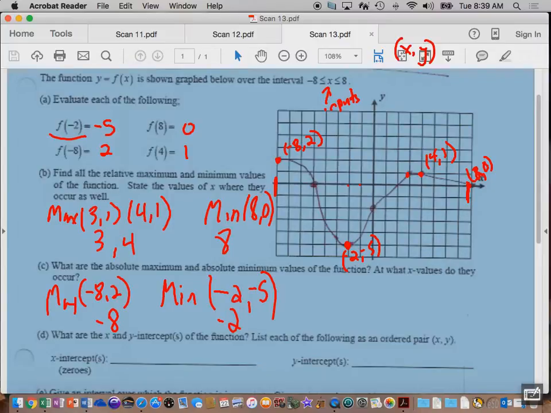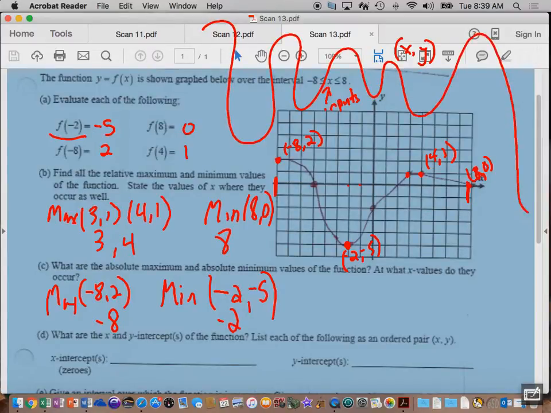Okay. Yes? I don't understand why the minimum is 8, comma 0 when the lowest point on the graph is... It's a relative minimum. It's not an absolute minimum. This is the absolute minimum. Oh. But this is a particular point on the graph that is a bottom. It's just not as bottom as the other one. All right? So if I have a graph that looks like this, that's your absolute minimum, that's your absolute maximum. All of these other points in between are relatives. Okay?